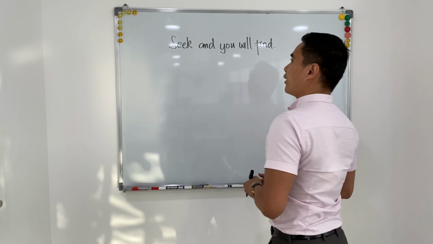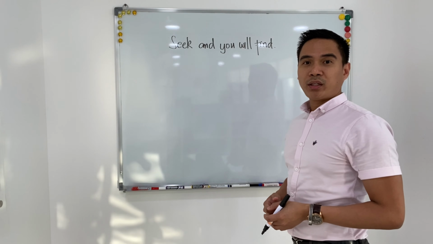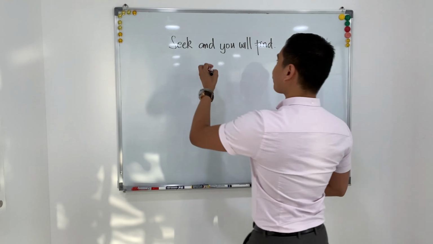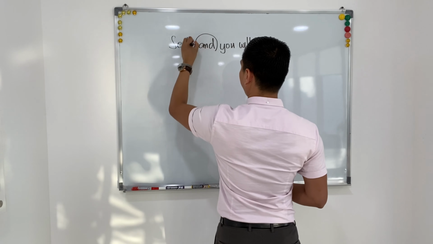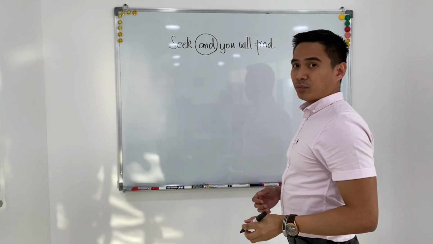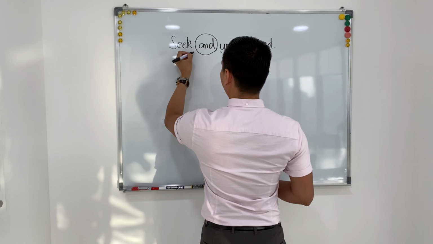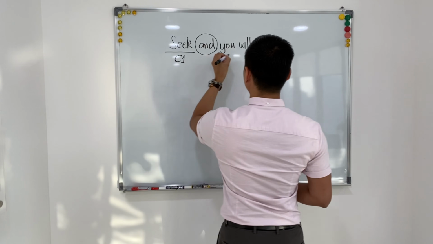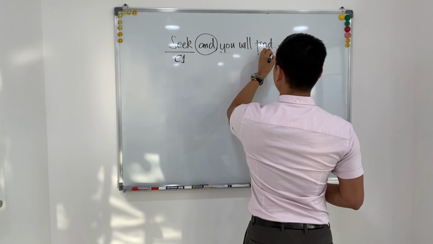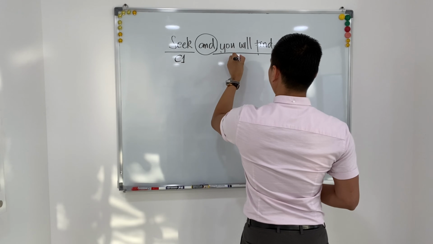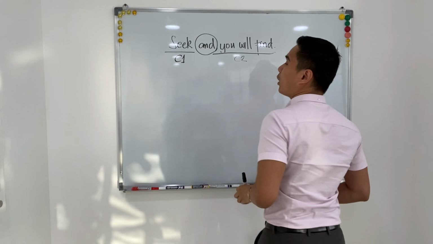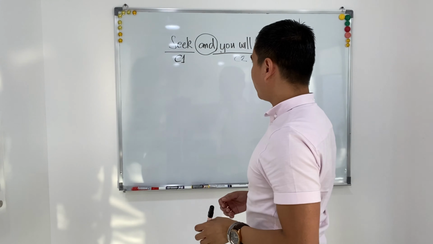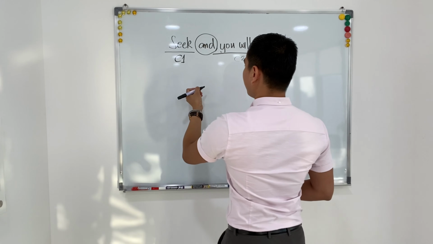The easiest way to find where the independent clauses are is to locate the conjunction. And in this case, the conjunction is and. We suggest that on the left side, this is our first independent clause, and the right side is the second independent clause. Now, how to diagram the sentence? It's very simple.